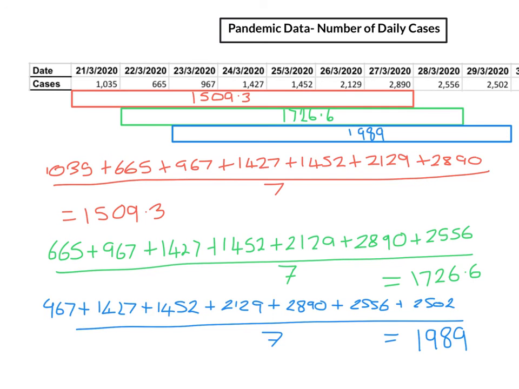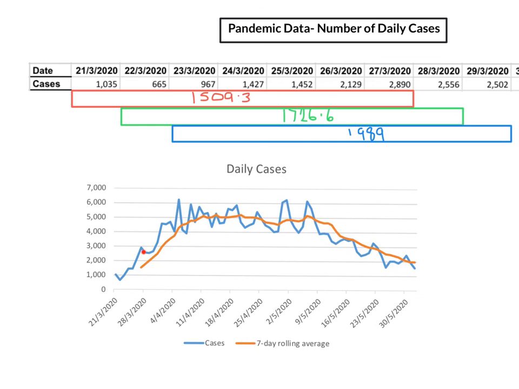Okay, so I found the first 3 7-point moving averages. I'm not going to find the rest because I'd be here forever. But if I did find the rest and then I was to plot them on a graph, this is what it would look like. So you can see that this orange line is a much smoother curve, much less peaks and dips. So it's cancelled out that inaccuracy of that weekend data. So it gives us a clearer picture of what's going on.